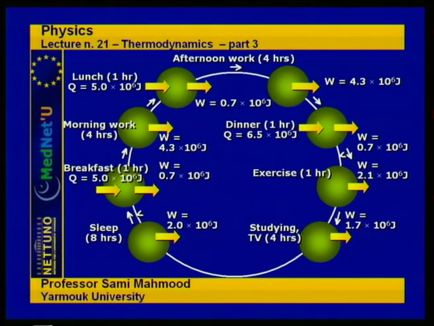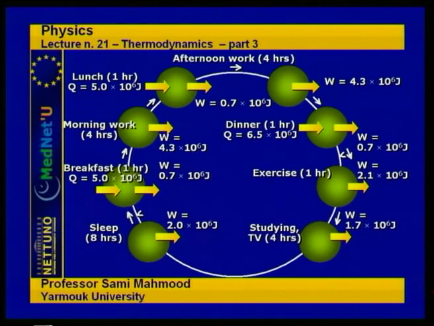5 million joules. And assuming that the process of eating the breakfast takes 1 hour, the work done during this 1 hour by the human body in chewing the food, in breathing, in moving, is estimated to be 0.7 million joules. And then after breakfast, the person goes to work. The morning work, which is estimated to take 4 hours, involves work done estimated to be 4.3 million joules.